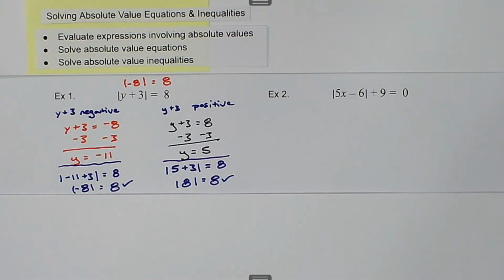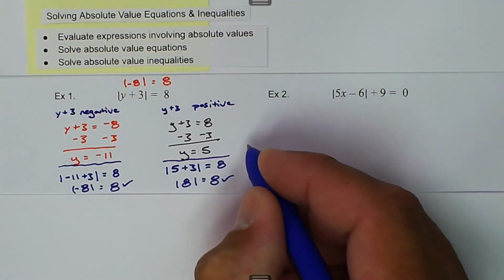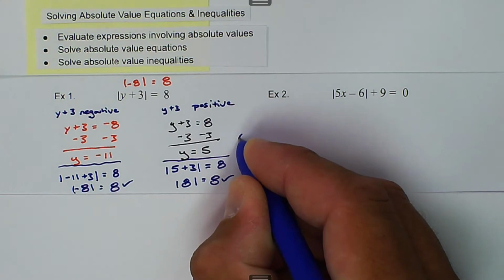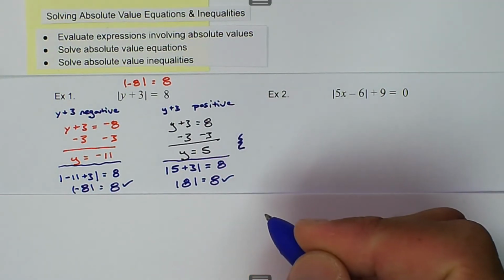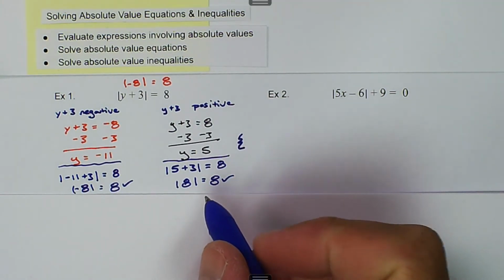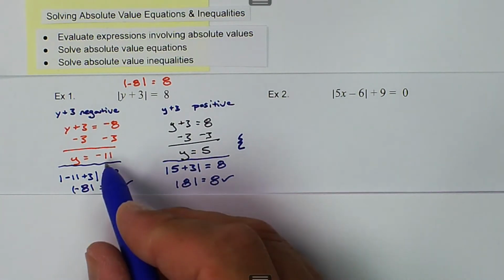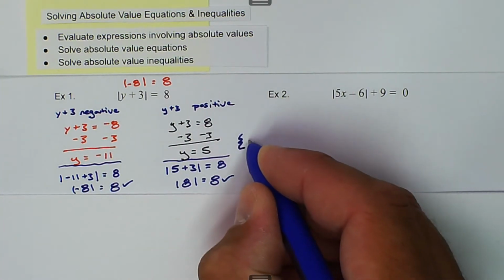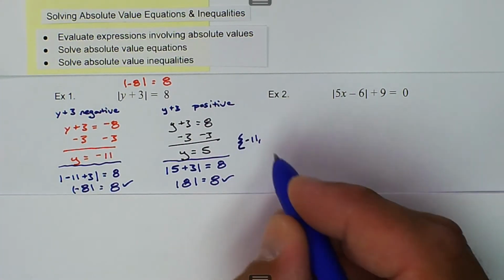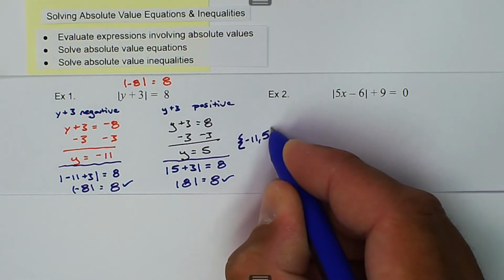So our solution set is actually two values, right? So we have to use set notation. So it's a set of values, and we have two solutions. One of them was negative 11, which we got over here, and the other one is 5.